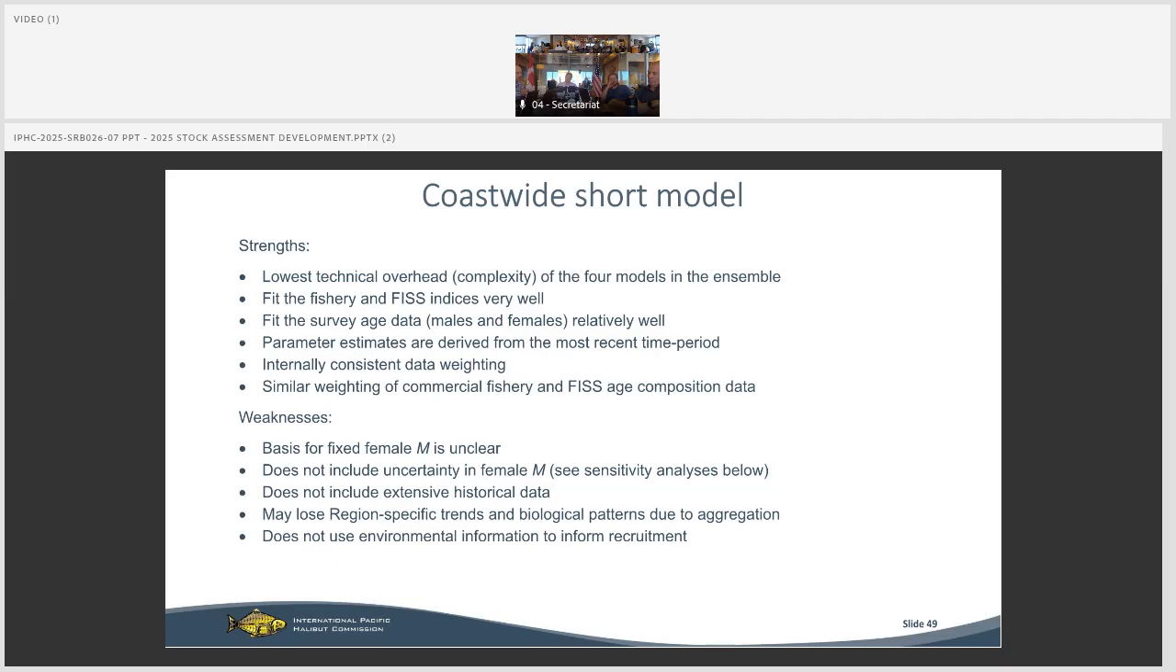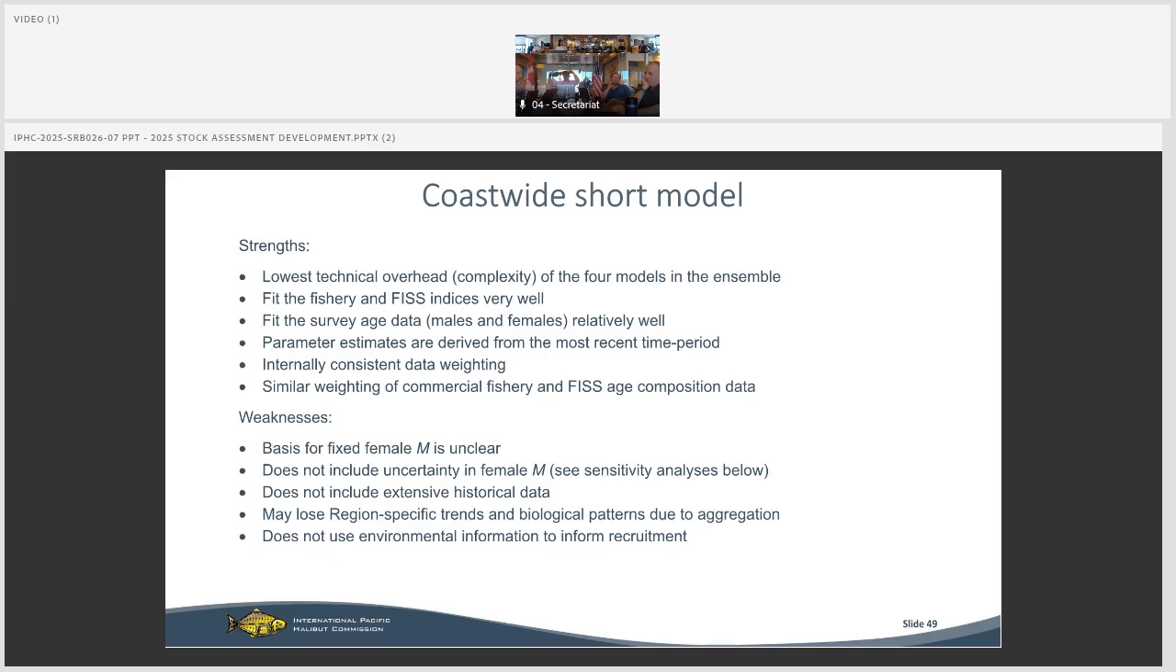The coast-wide models, because we've aggregated the data into fairly small, smooth data sets, tend to fit the data pretty well because there's not a lot of variability in it. The parameter estimates that we get out of them are very much focused on the recent time period because that's the only data in there. And we end up with pretty similar weighting on the fishery and survey age composition data, which actually makes some sense, I think, based on the sampling properties.